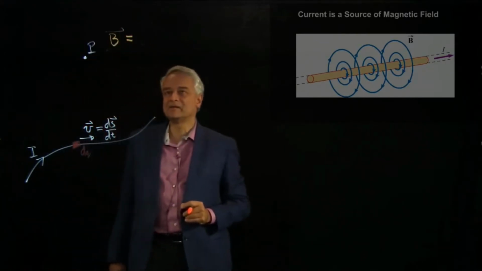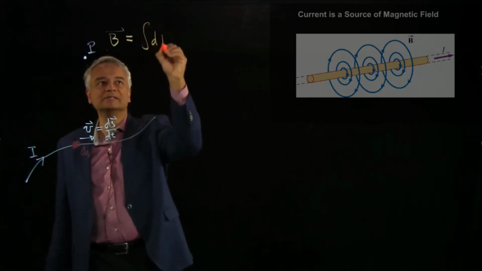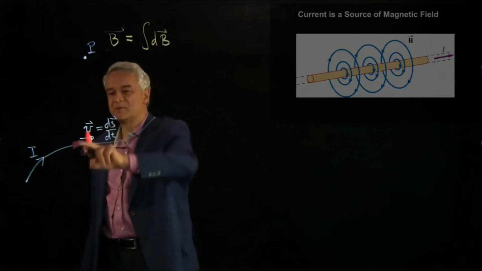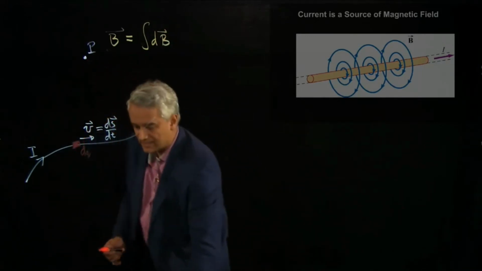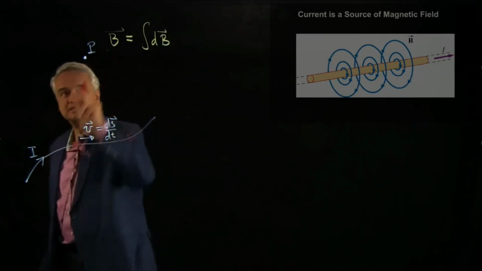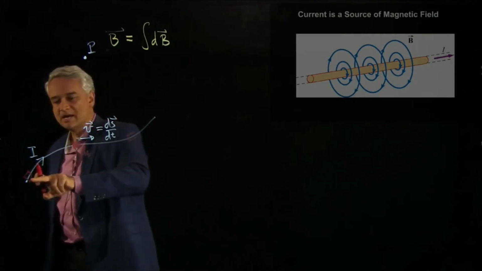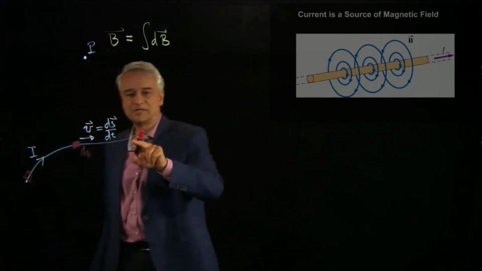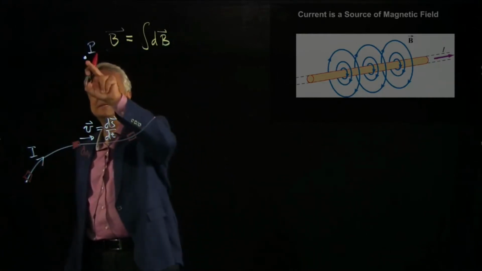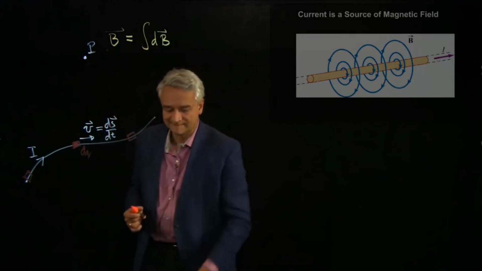Well, this magnetic field is going to be a sum over lots of little dBs. There will be a dB produced here by this dQ, and there will be a dB produced at this point P by this dQ over here. There's a dQ that's moving this way here. There's a dQ that's moving this way here. Each of these little dQs is going to make a dB at this point, and then we're going to have to add up all the dBs to get the actual magnetic field at the point P.